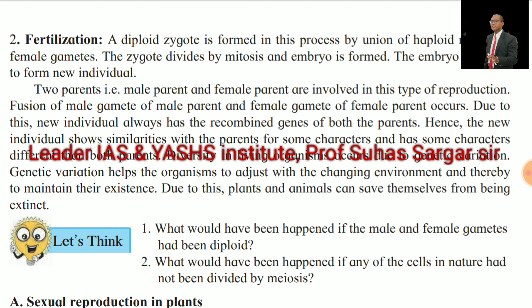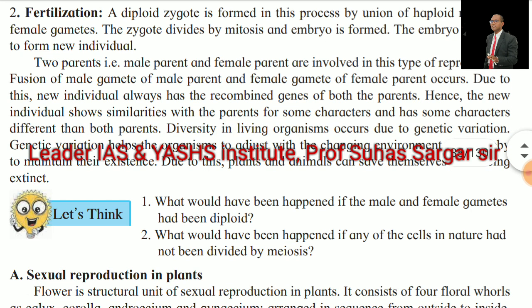Fertilization. A diploid zygote is formed in this process by the union of haploid male and female gametes. The zygote divides by mitosis and an embryo is formed. The embryo develops to form a new individual. Two parents, that is, the male parent and the female parent, are involved in this type of reproduction. Fusion of the male gamete of the male parent and the female gamete of the female parent occurs.